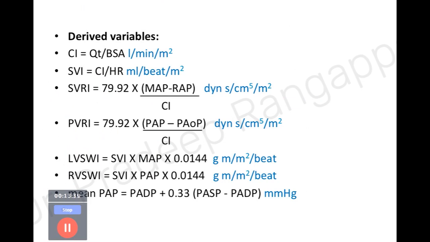So these are the derived variables from what you calculate. Obviously you first calculate cardiac output. Cardiac index is calculated by cardiac output divided by body surface area, and stroke volume index is calculated because you have got cardiac index: cardiac index divided by heart rate gives you stroke volume index. Systemic vascular resistance index you get by this equation, mean arterial pressure minus right atrial pressure, divided by cardiac index. The whole net of measuring all these variables comes from measuring your cardiac index, as you see. And pulmonary vascular resistance index is calculated by pulmonary artery pressure minus pulmonary artery occlusive pressure divided by cardiac index, and so on and so forth.